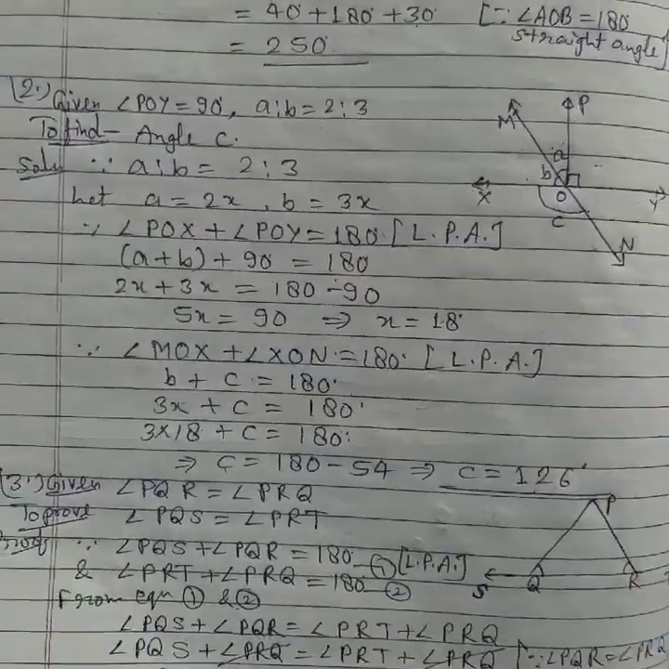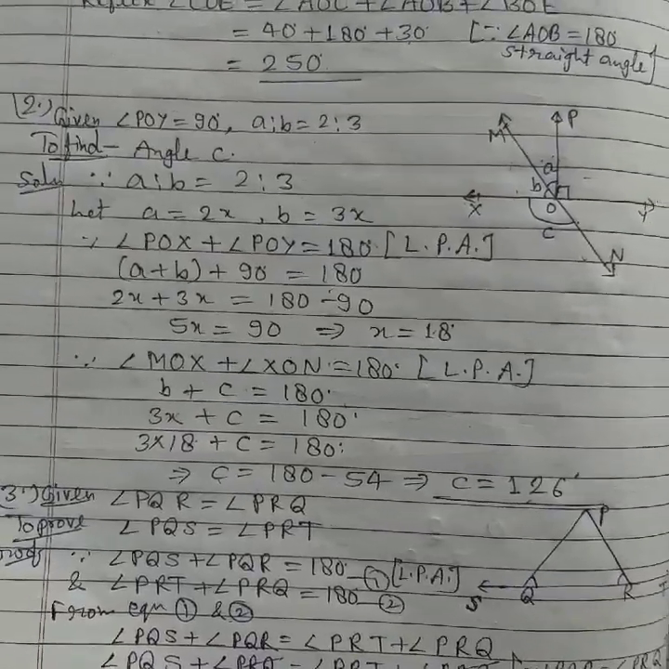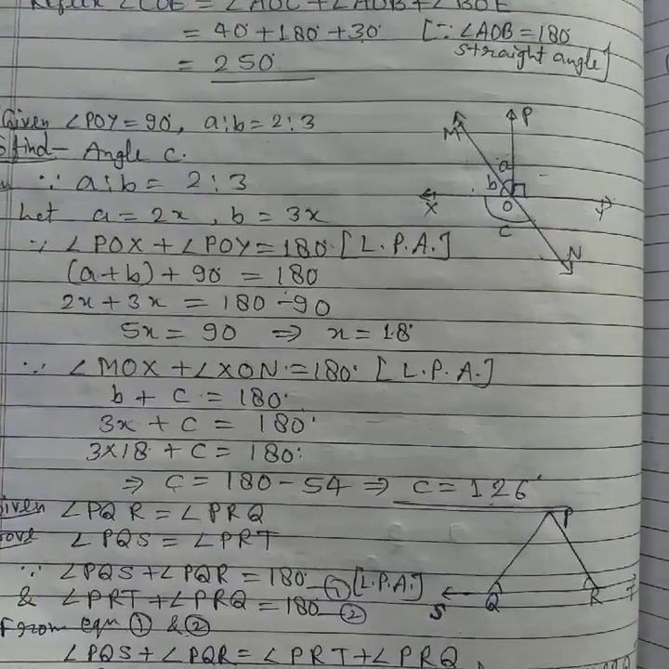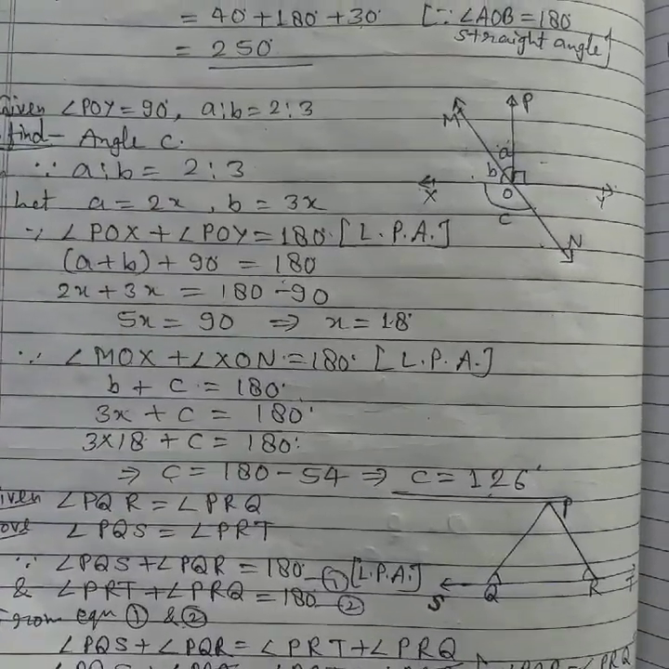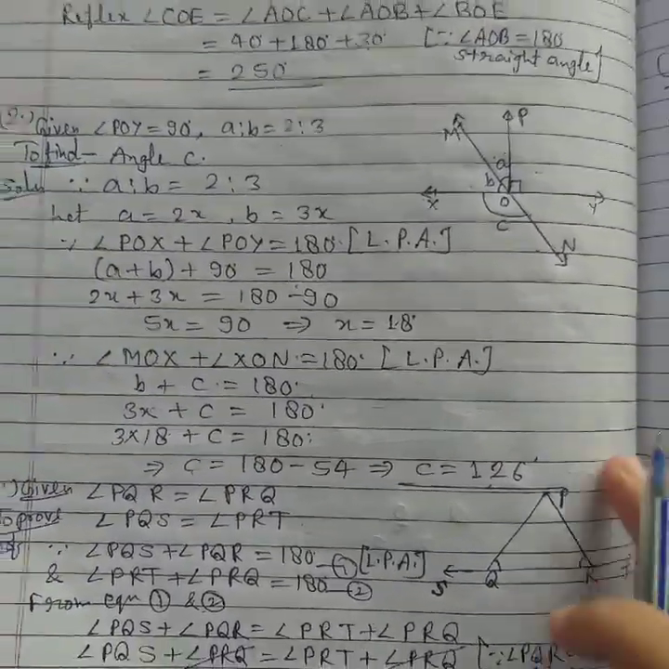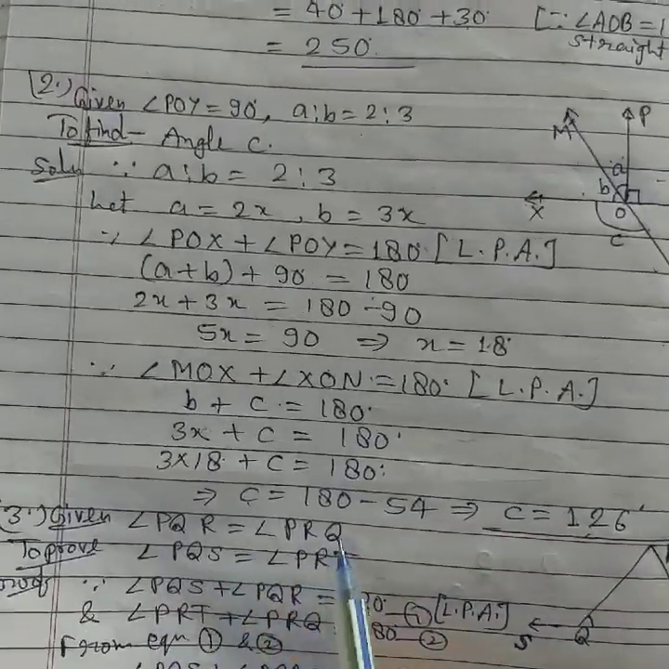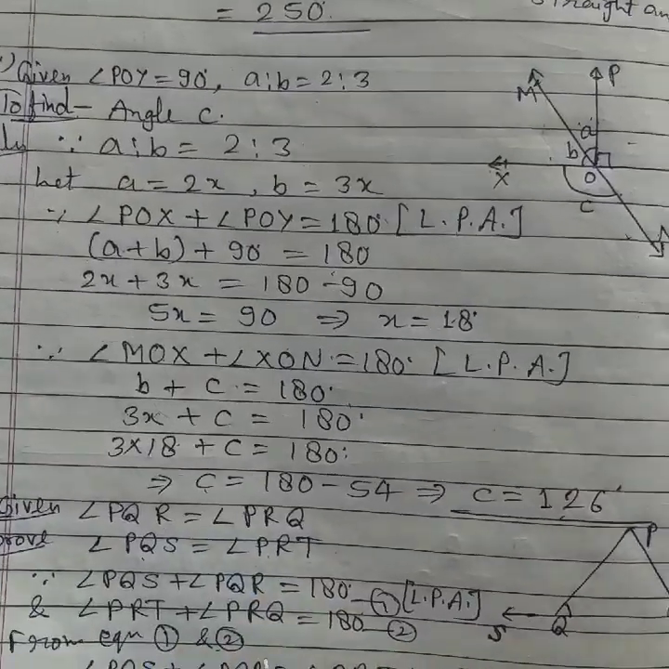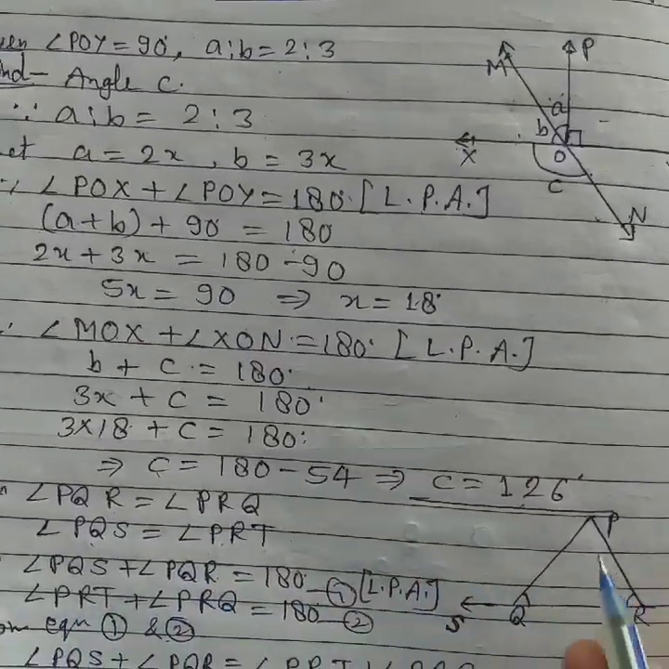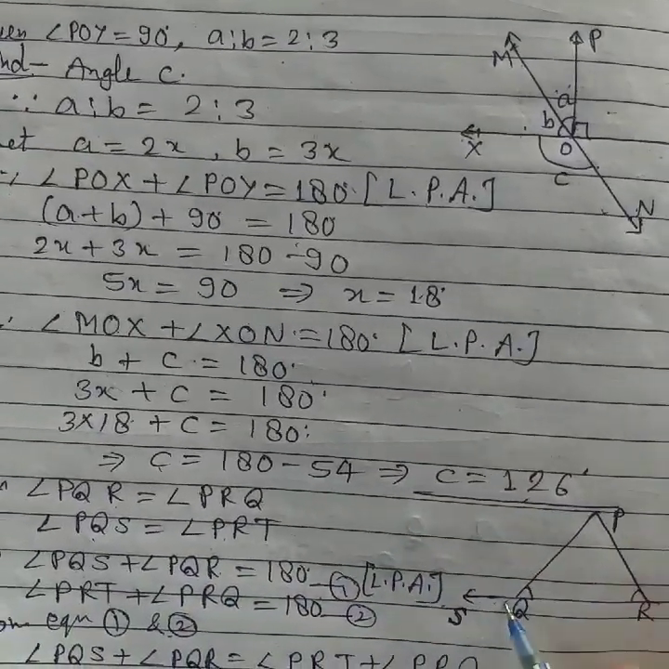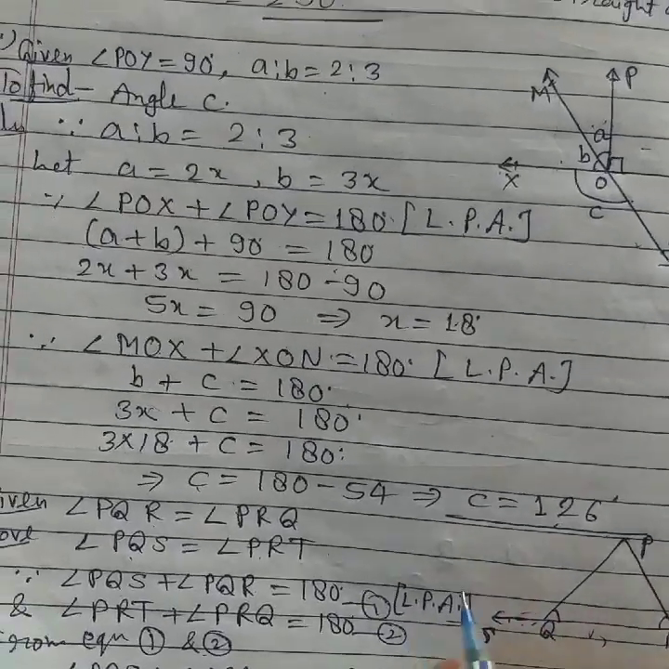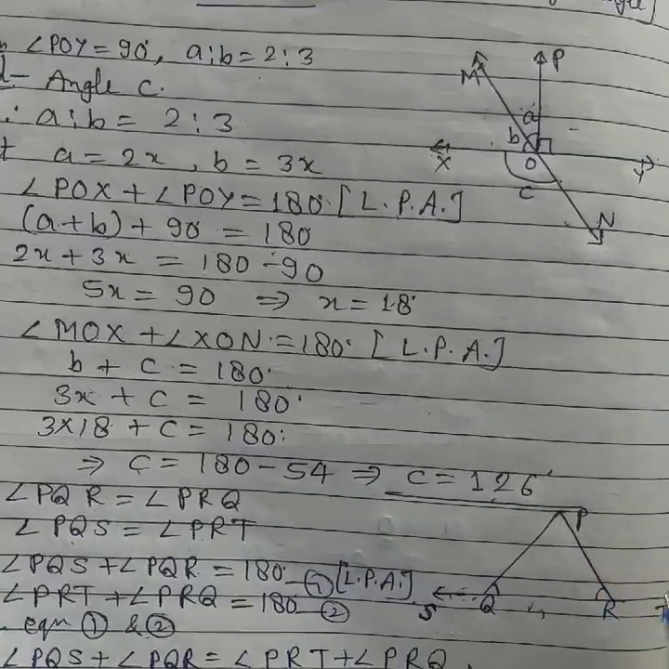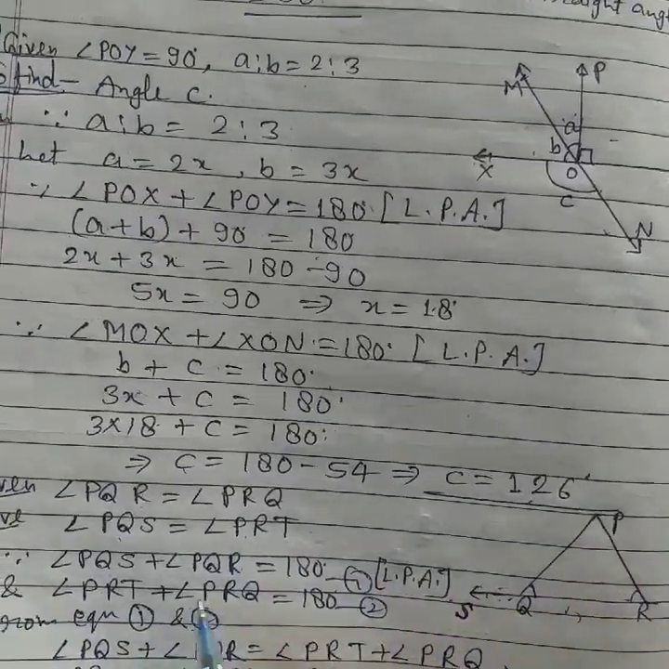Now third question. Third question is, in the given figure, if angle PQR equals angle PRQ, means the triangle is an isosceles triangle, then prove that angle PQS equals angle PRT. So here these two angles are given equal, PQR equals PRQ. We have to prove angle PQS equals angle PRT. Since angle PQS plus angle PQR, this one PQS plus PQR, sum is 180 by linear pair angle, LPA, and angle PRT, this one PRT plus PRQ, sum is again 180 degrees.